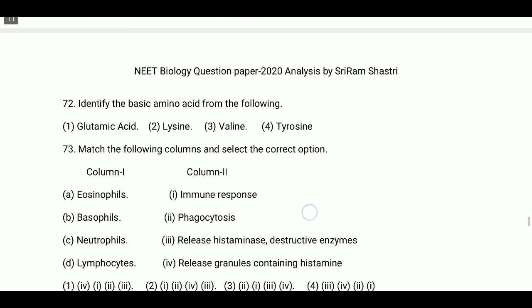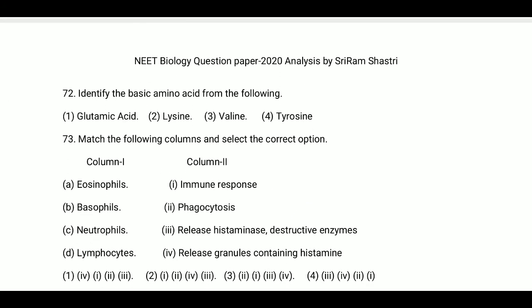Then identify the basic amino acid from following. Glutamic acid, lysine, valine, tyrosine. Basic amino acid: lysine and arginine. These are the only basic forms of amino acids. So it is second option here.